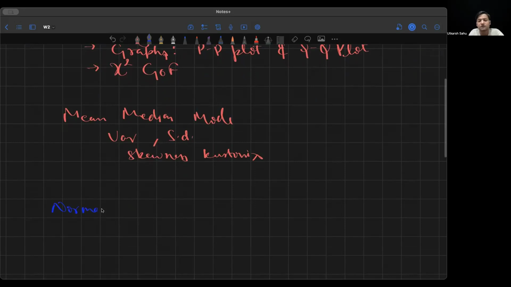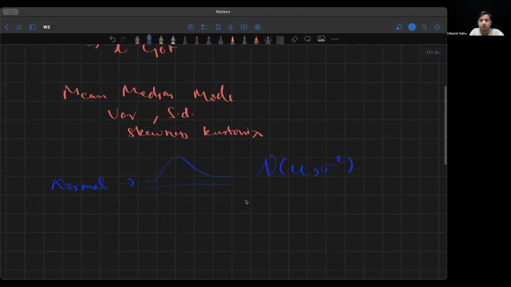Normal distribution would be very widely used, even when you will be studying linear regression and all. A lot of assumptions are based on this normal distribution. So just to give a recap, this bell-shaped curve is called normal distribution. We write something like this, fancy N, then you will have the mean, and then you will have the standard deviation, variance. So this is how you write your normal distribution.